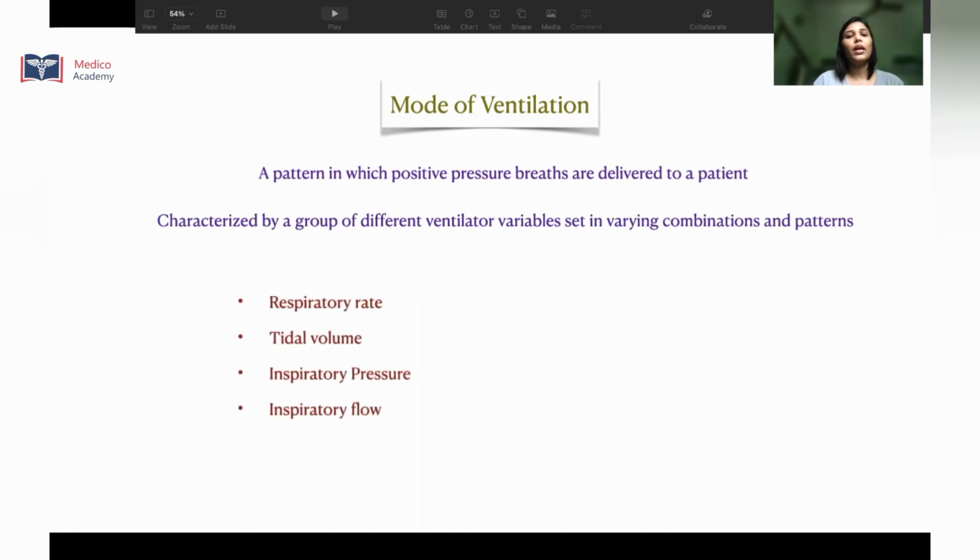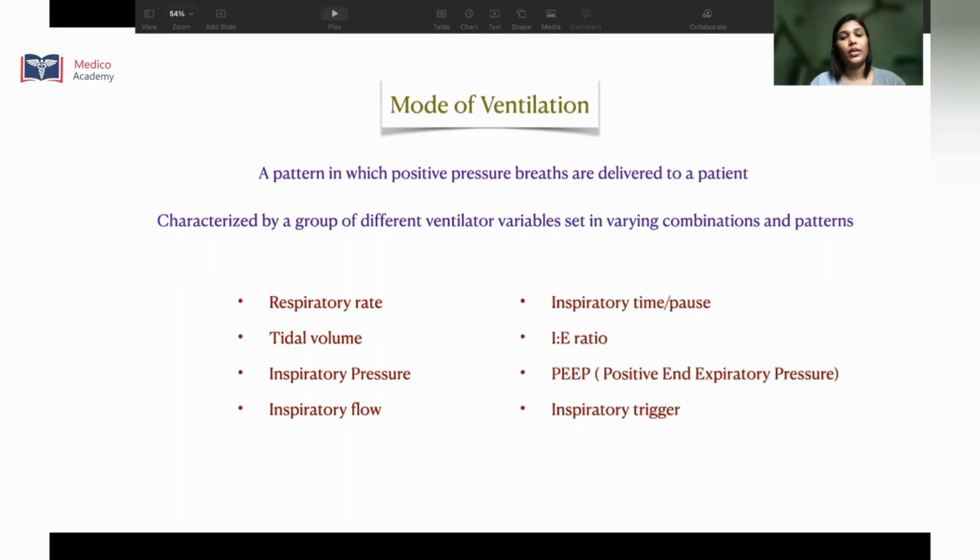So let's see what are the different ventilator variables that we set on a ventilator in different modes. The various variables include respiratory rate, tidal volume, inspiratory pressure, inspiratory flow, inspiratory time or inspiratory pause, I:E ratio or the ratio between inspiratory time and expiratory time, PEEP or the positive end expiratory pressure, and inspiratory trigger. In addition to this, we also have the option of setting FiO2 or the fraction of inspired oxygen on the ventilator.